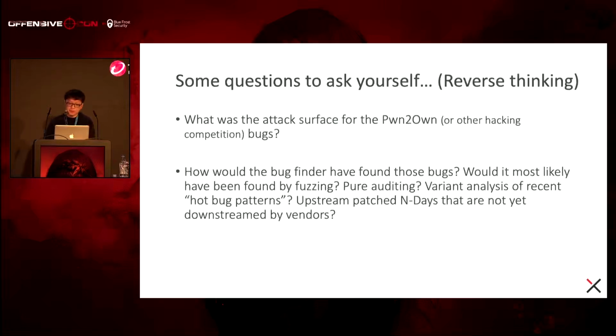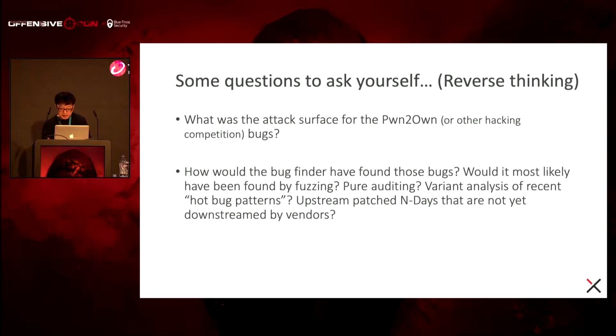And here are some questions I ask myself when I'm looking at other people's bugs. I try to find out what the attack surface was for the bugs used in hacking competitions. Then I ask myself, how would the bug finder have found those bugs? And I imagine whether the bug would have been feasible to find with a fuzzer, and if so, how the attacker would have designed his fuzzer to find this bug.